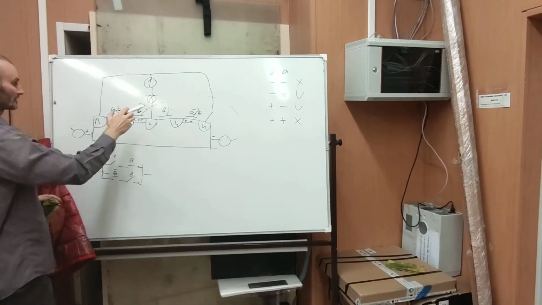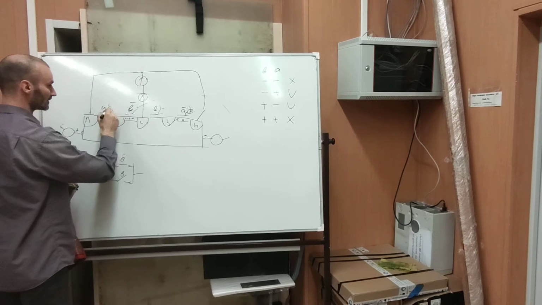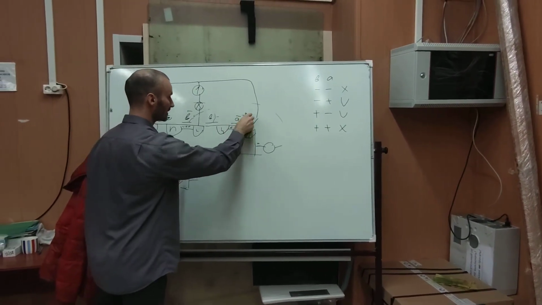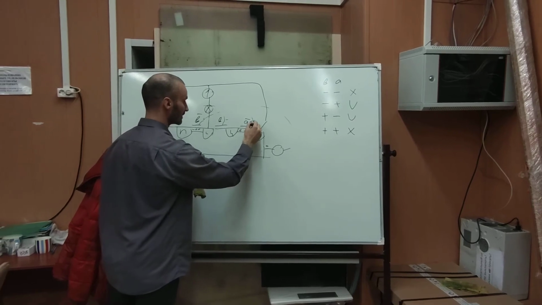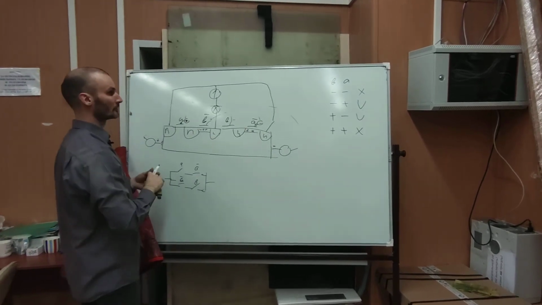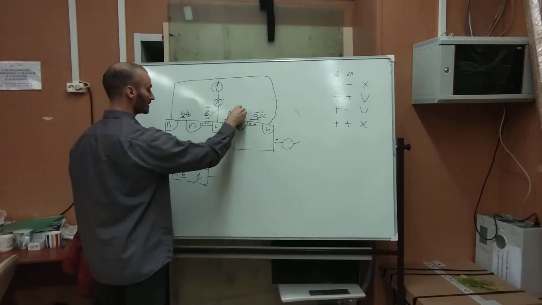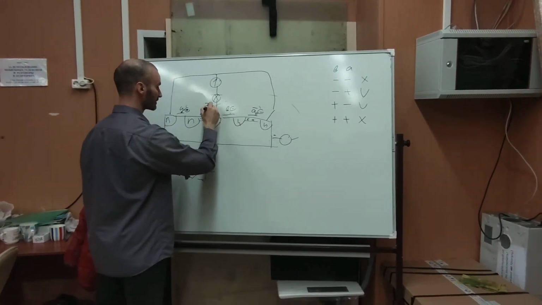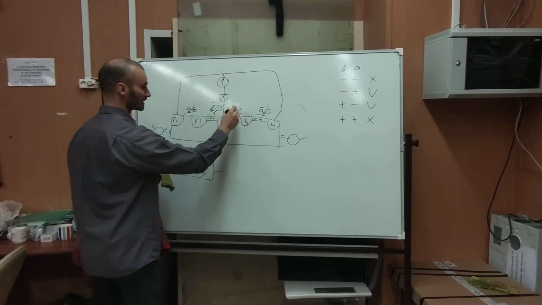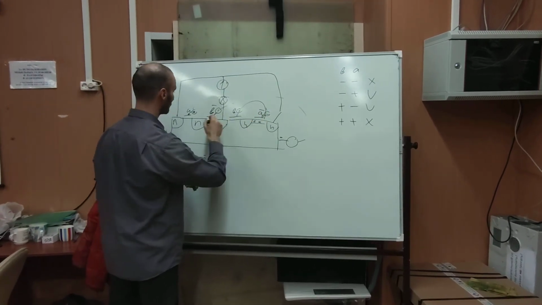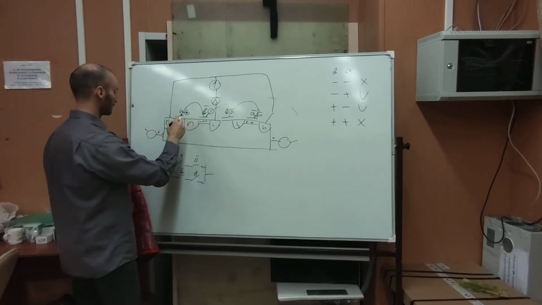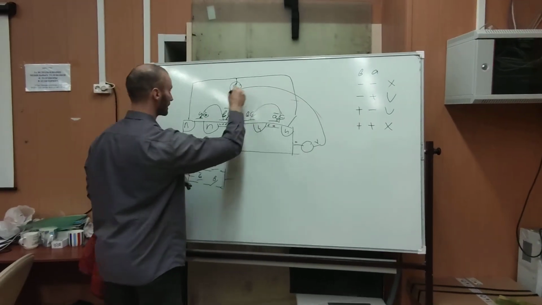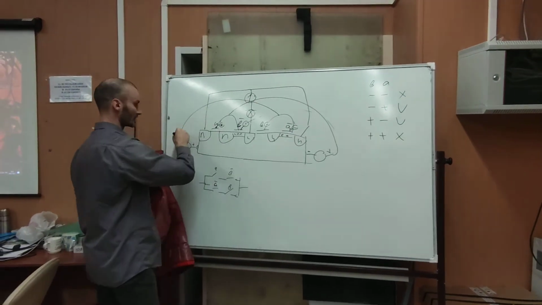A is positive, so we have positive here, and node B is negative, so we will have negative here. Now B is negative, so we will have negative here, and node B is positive, so we will have positive here. So negative is connected to negative, positive is connected to positive, both positives are connected to positive, and both negatives are connected to negative.